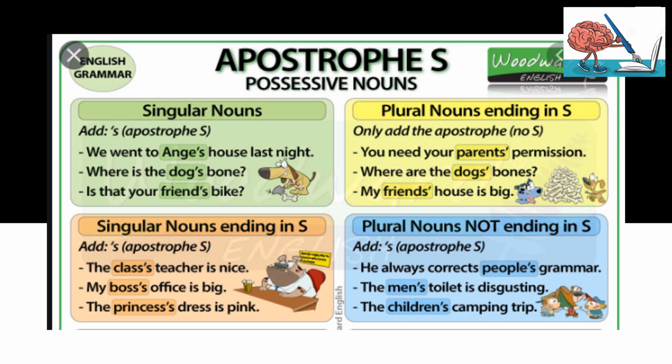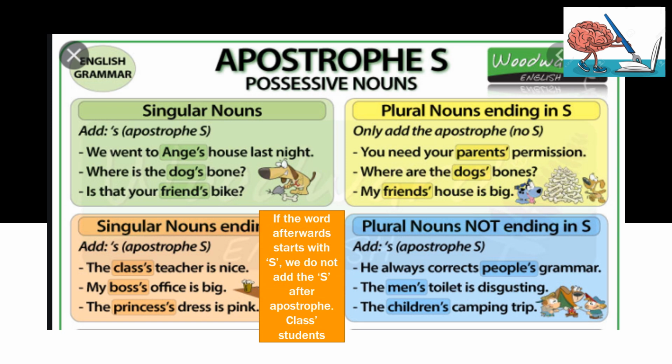There are some singular nouns which end in S as well. For example, class, boss, princess. So what happens to these cases? In this case also we add an apostrophe S. It is the same rule for normal singular nouns. However, if the word after the possessive noun starts with an S, then we do not add an extra S to avoid having a hissing sound. For example, we are saying the class's teacher, but when we are saying class students, we do not put an apostrophe S after class. We only put an apostrophe.